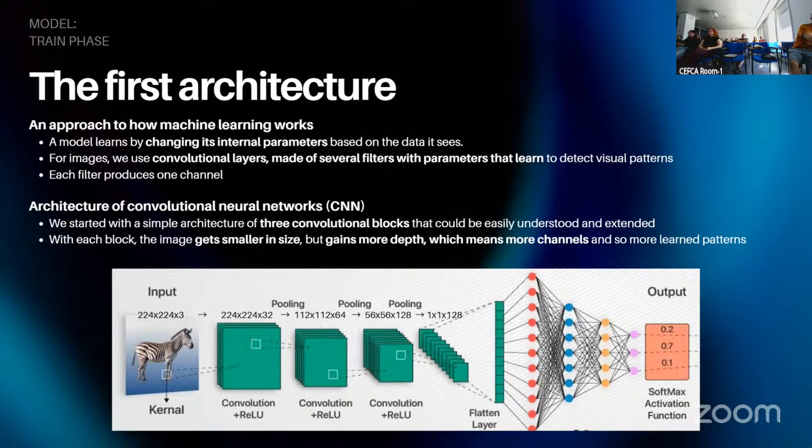And one thing that is important: as the image goes through the model, the image gets smaller in size but deeper in channels, because at first we have 3 channels, RGB, but it goes deeper and deeper and gains more channels. More or less, the channels are where the information that the model learns is going to be, like the filters that are going to detect the patterns of the artifacts.